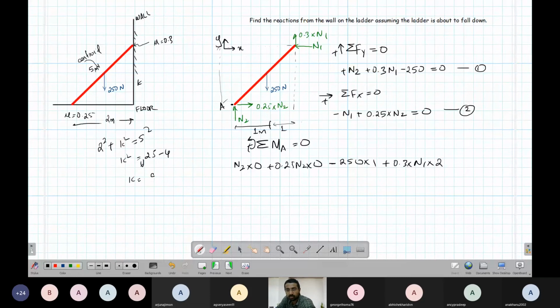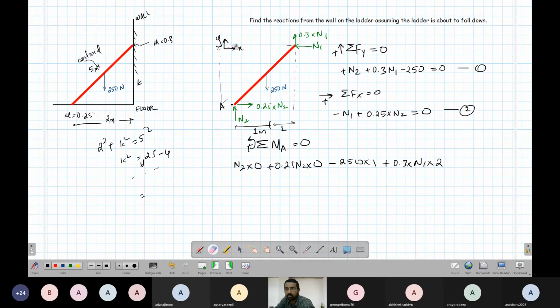So k is equal to under root of 9. Sorry, this is 5 square plus 2 square. Okay, so 2 square plus k square is equal to 5 square. So I am trying to find this distance.